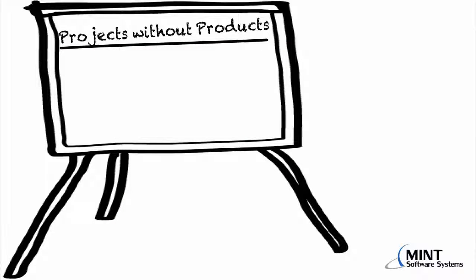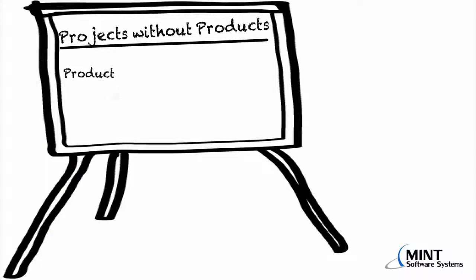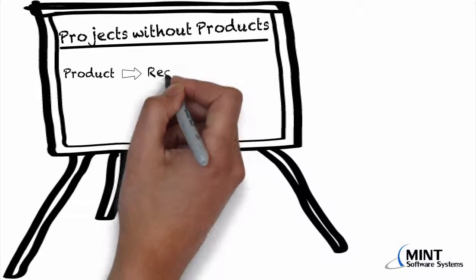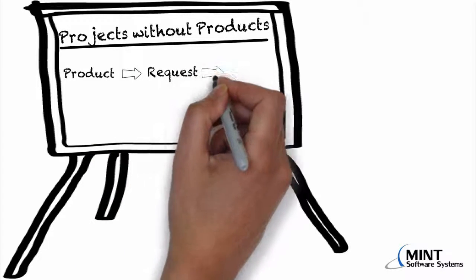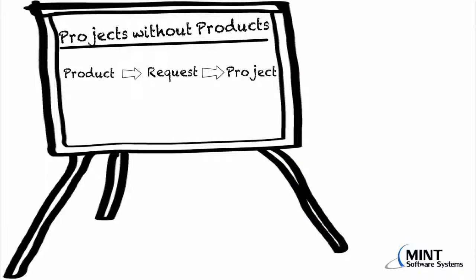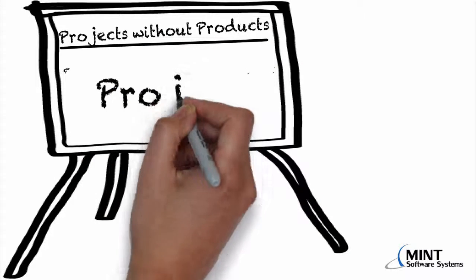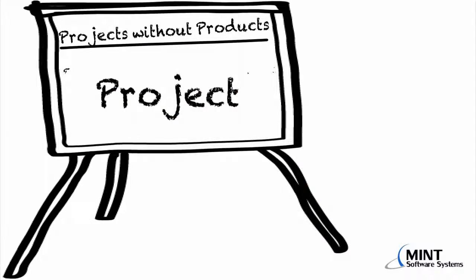Today I want to show you how to create projects that are not based on a product. Until now, we always created first a product, and then based on this product, we created a request. Based on the request, we scheduled our projects. Now in version 10.3, it is not necessary anymore to create first a product in order to schedule a project. You can schedule the project directly without a product, and I want to show you that.